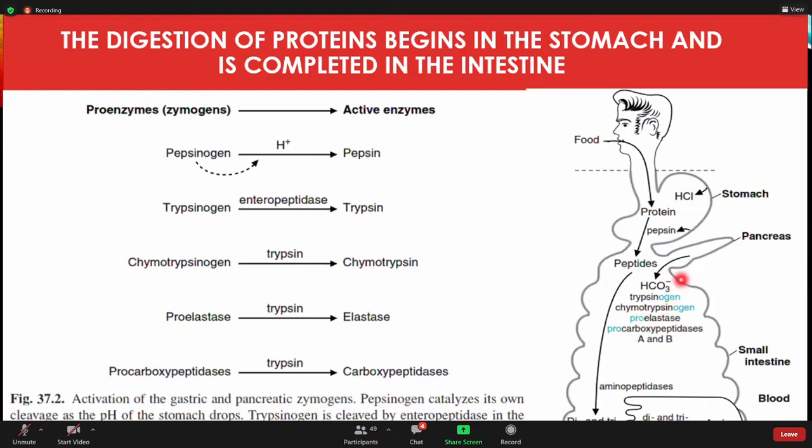The proelastase enzyme is another enzyme secreted from the pancreas, and procarboxypeptidase A and B, which are responsible for the digestion of certain specific sites of the proteins. So all of these enzymes, by the way, when they are activated, they have what's called specific peptide bond cleavage, not a random way. And this is somehow different from the digestion of carbohydrates.